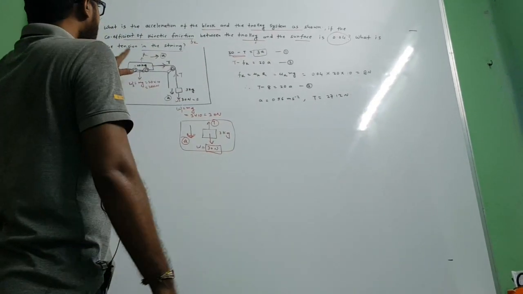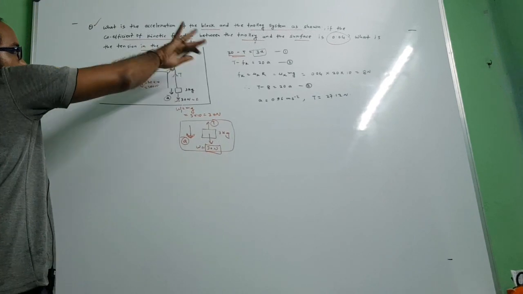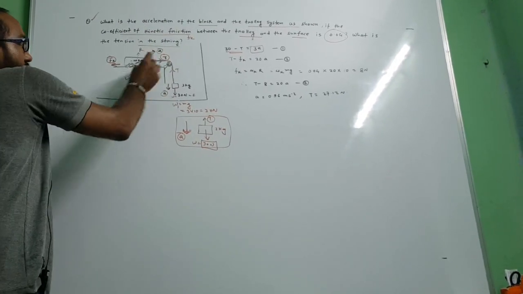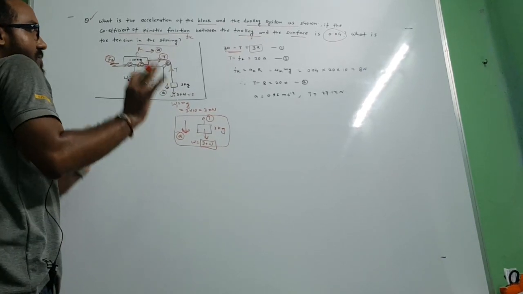Now concentrate on this diagram. The object is moving to the right, so T is larger, Fk is smaller. So T minus Fk is your resultant force.